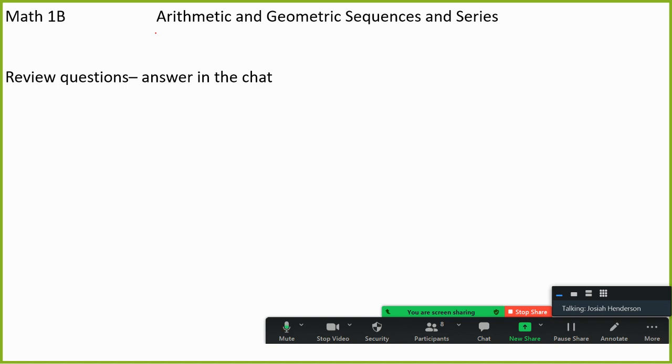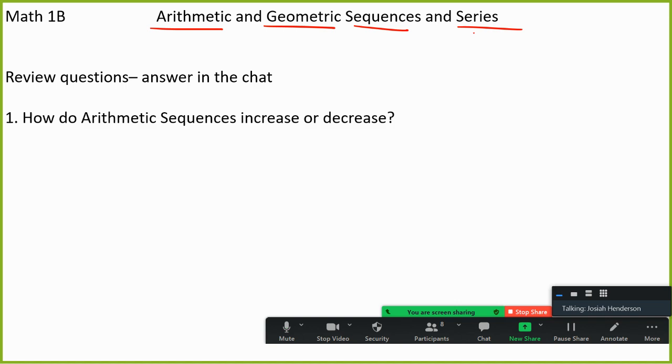Get your notes ready. I want to just do a quick chat quiz with you. It's not going to count for credit, but it's a review over these topics: arithmetic, geometric, sequences, and series. So in the chat, answer these for me. Do the best you can. We'll probably just do 10 seconds per question. In your own words, how do arithmetic sequences increase or decrease? And you can just type it in the chat.